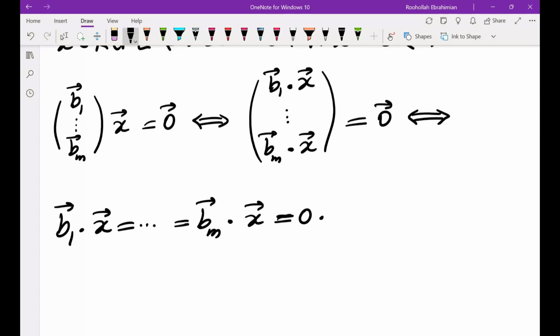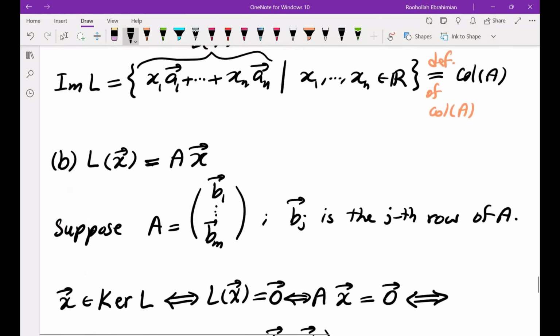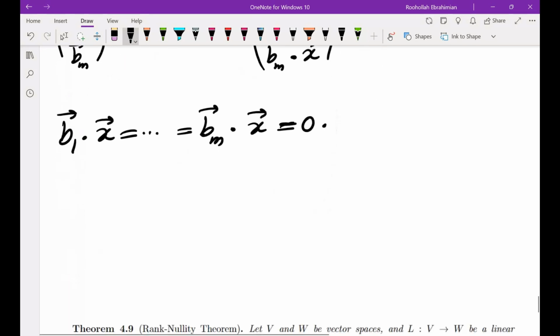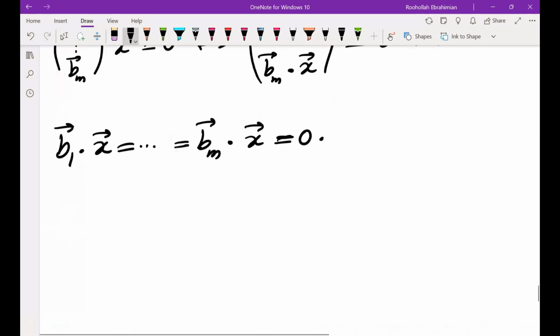So what we showed is, if something is in the kernel, then the dot product of that and all the rows of A are 0. And if the dot product of x with the rows of A is 0, then it's in the kernel. But that doesn't exactly mean that it's in the row space perp, because the row space is the set of all linear combinations. So there's a connection here that needs to be made. But we're going to use this and make that connection to complete the proof.